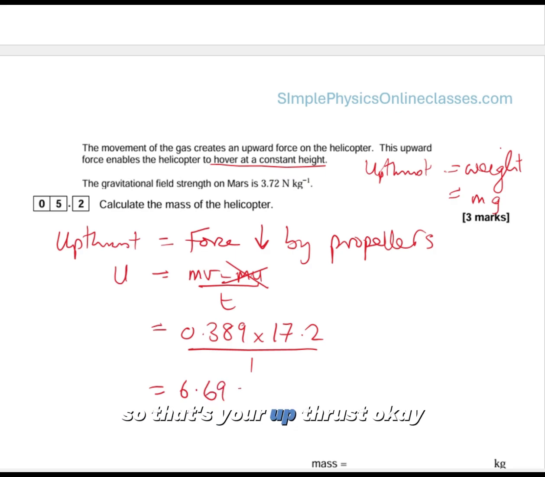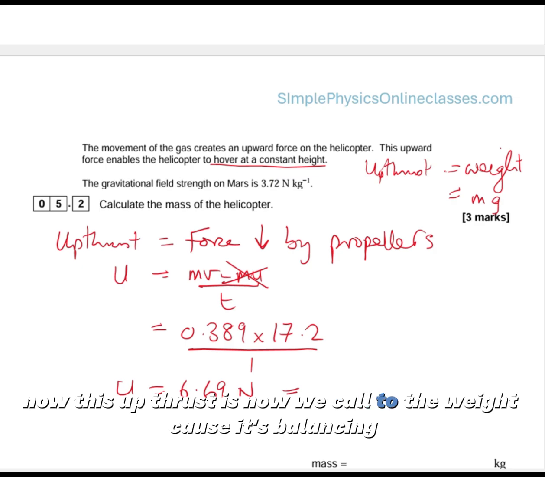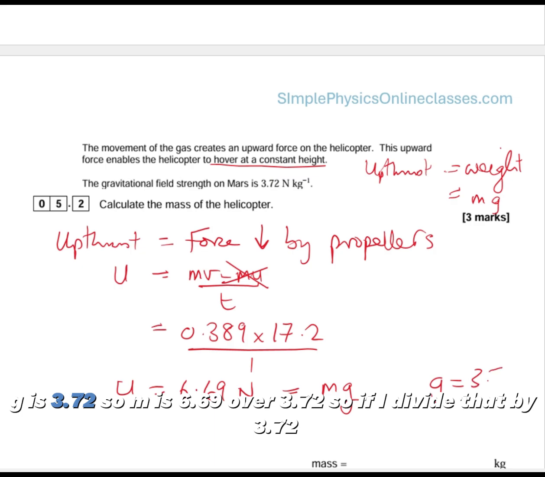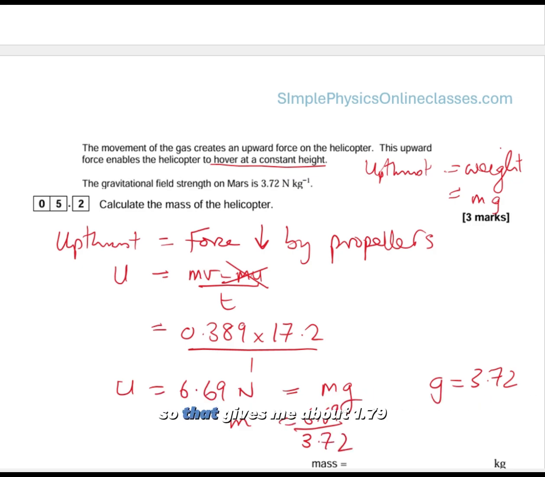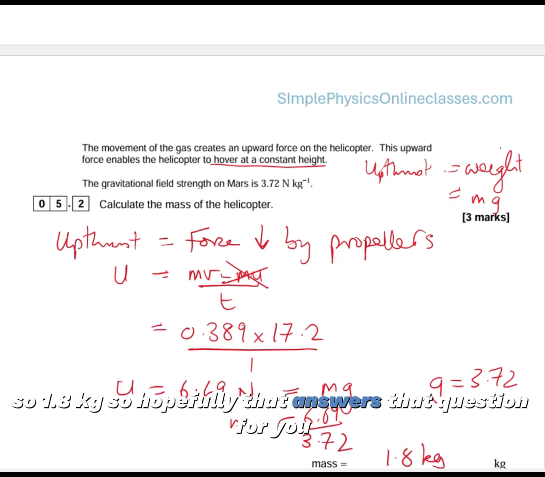So that's your upthrust. Now this upthrust is equal to the weight because it's balancing it, isn't it? So that's equal to mg. g is 3.72, so m is 6.69 over 3.72. If I divide that by 3.72, that gives me about 1.79, so 1.8 kilograms. So hopefully that answers that question for you.